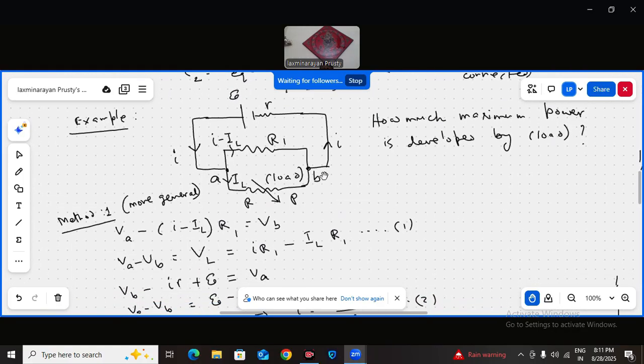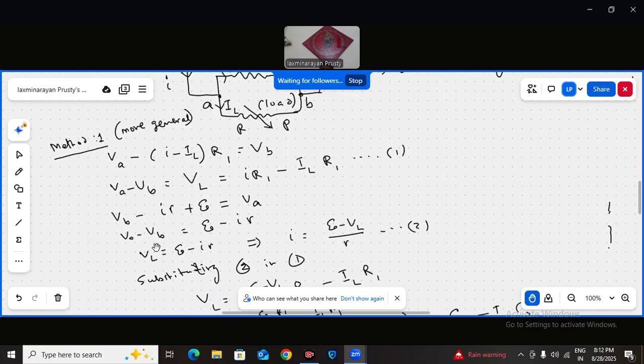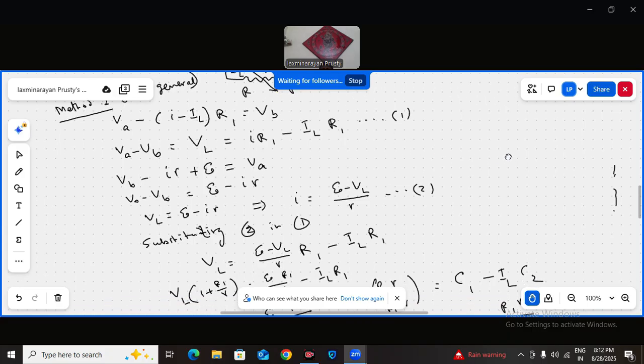Now, in this branch, if I go from B to A, then VB minus small i r plus E is VA. That's my second branch I am writing. So VA minus VB is E minus i r. So VL is equal to E minus i r. So what is small i? E minus VL by r. This is equation 2.